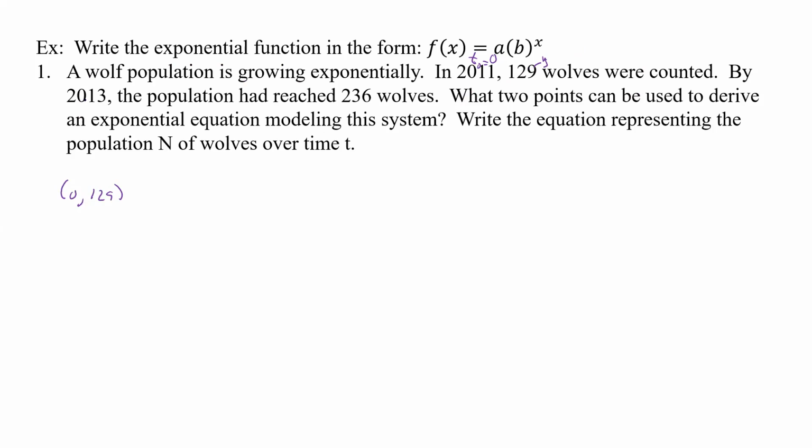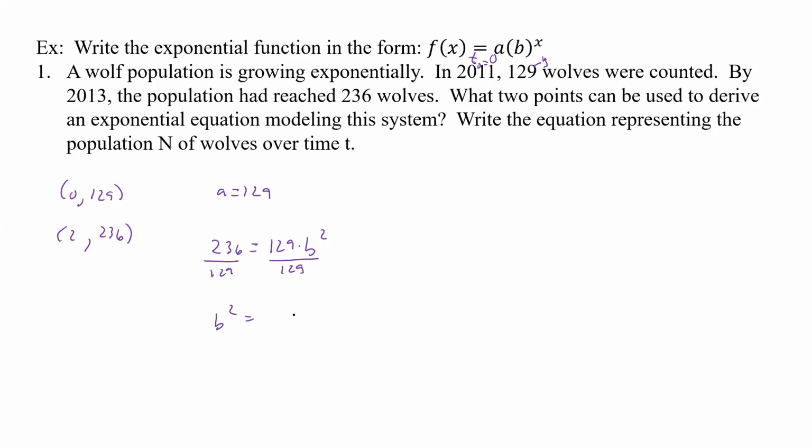And then it says by 2013 the population had reached 236 wolves. So 2009 to 2013, that's going to be 4 years, and it went up to 236 wolves. Okay. So what do we know? Well, we know a is equal to 129. And so now we can say, okay, well, if this is our other equation, we can say 236 equals 129 times b to the x. Well, x was 4. Now we need to solve for b. And so to do that, we divide by 129.